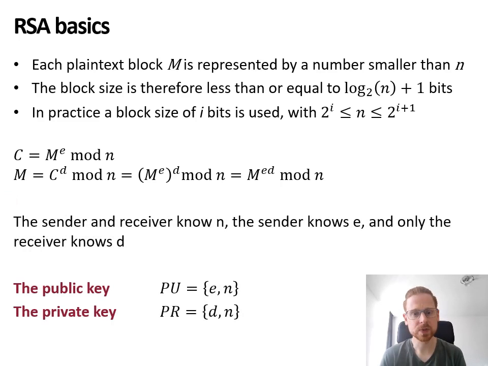So, specifically, the sender and the receiver both know n. The sender should know e, and the receiver should know d. So if we use this approach for encryption, then the public key is the pair e and n, which is known to anyone, and the private key is the pair d and n, which should only be known to the receiver, and then only the receiver can decrypt the message.